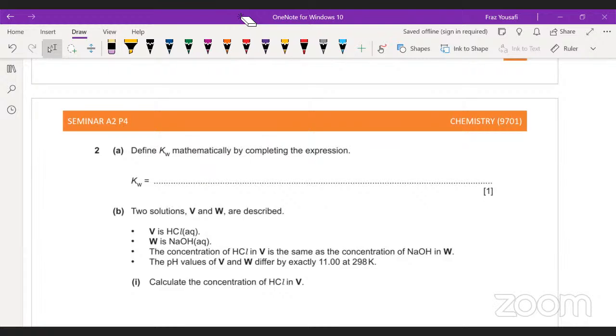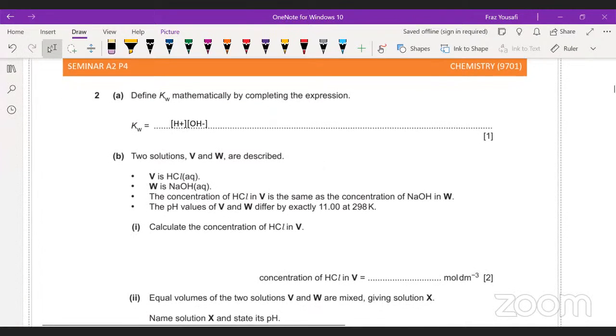Part A: define Kw mathematically by completing the expression. The expression here should always be Kw is equal to the concentration of H plus times the concentration of OH minus. I'd probably be better served writing this out so it'll be more legible that way. That would be your Kw expression. Now, keeping this in mind, let's move on to part B.